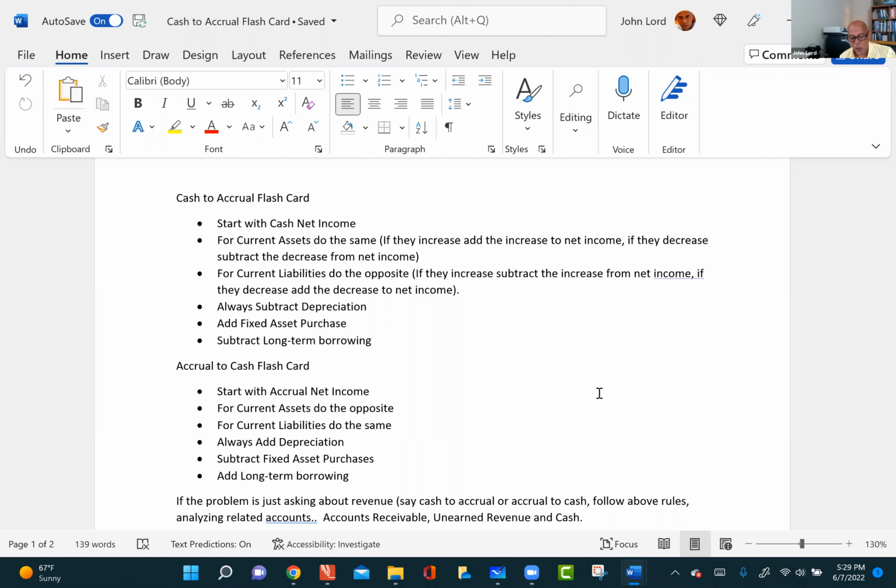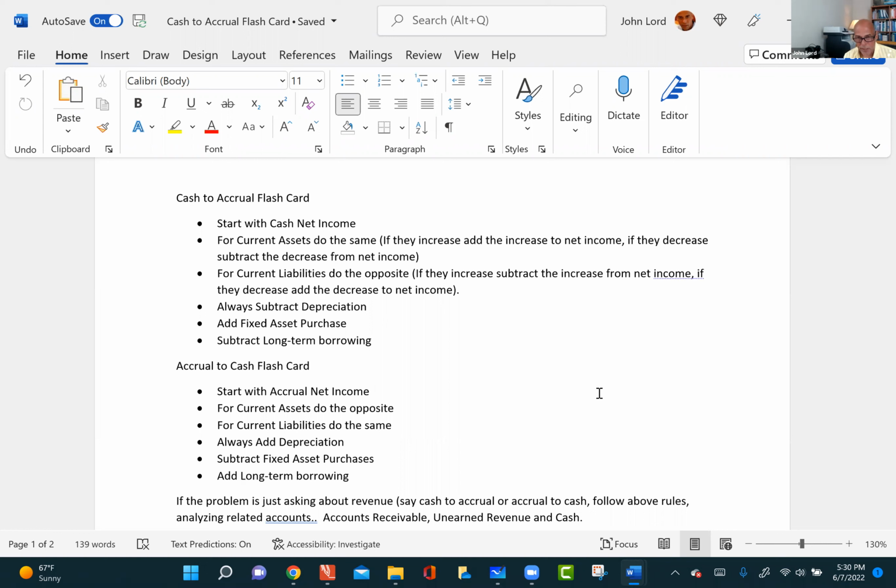For current liabilities, do the opposite. So if they increase, subtract them from net income. And if they decrease, add the decrease to net income. So you do the opposite for the liabilities. They will often give you depreciation. And by the way, not every single one of these rules is applied to every single question. They may choose some of the things and see if you know what to do with them.